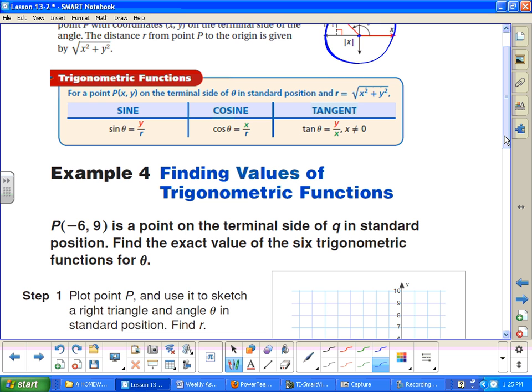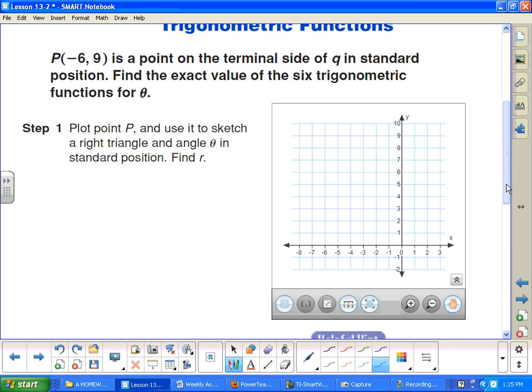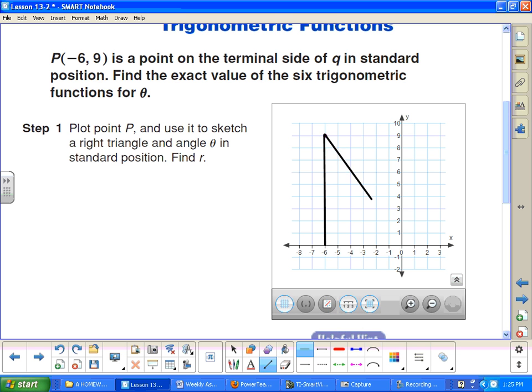All right, so I'm going to draw this, but we're going to do it without it. It says the point negative 6, 9 is a point on the terminal side of theta in standard position. Find the exact value of the 6 trigonometric functions for theta. So I have the point negative 6, 9 right here, and we want to find each one of these 6 trig functions, but there's my right triangle.